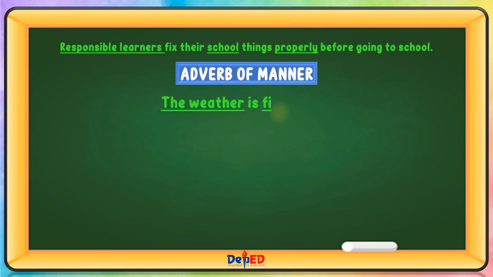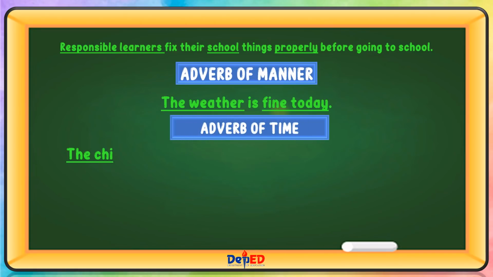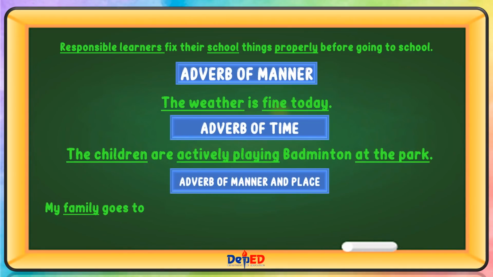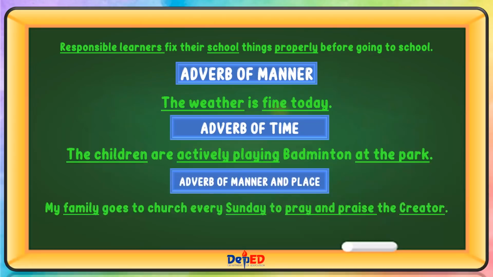The weather is fine today. This is an adverb of time. The children are actively playing badminton at the park. This is adverb of manner and place. My family goes to church every Sunday to pray and praise the Creator. This is an adverb of time.